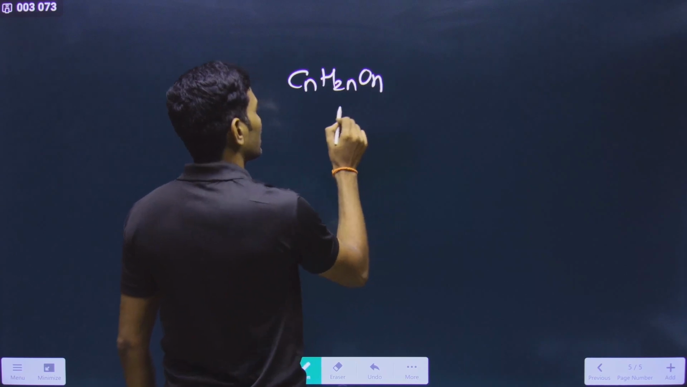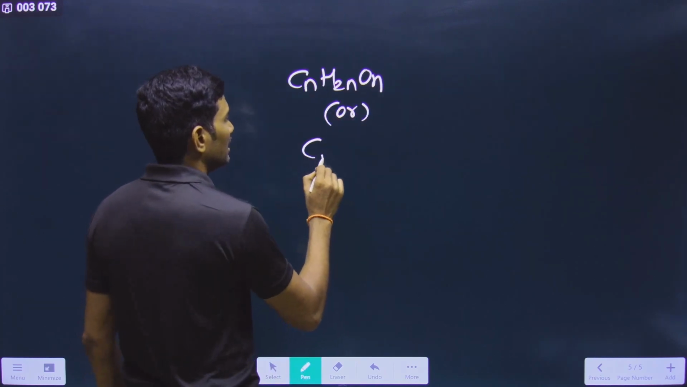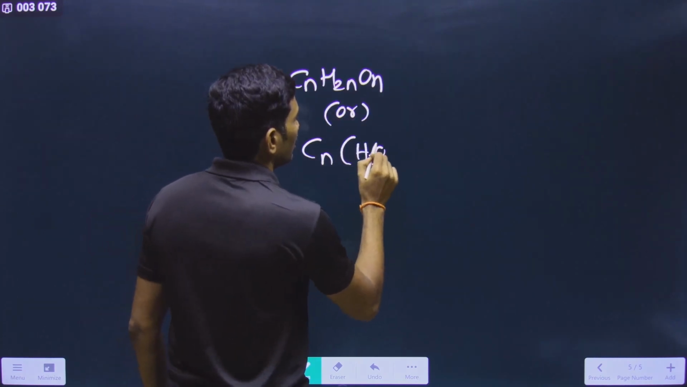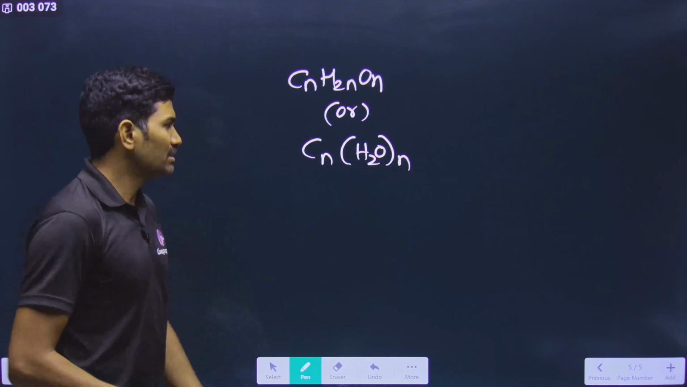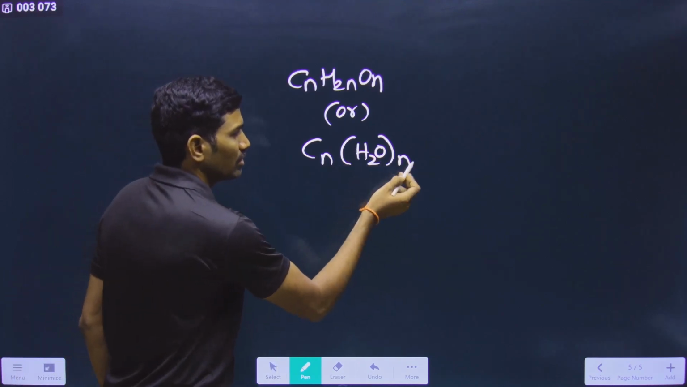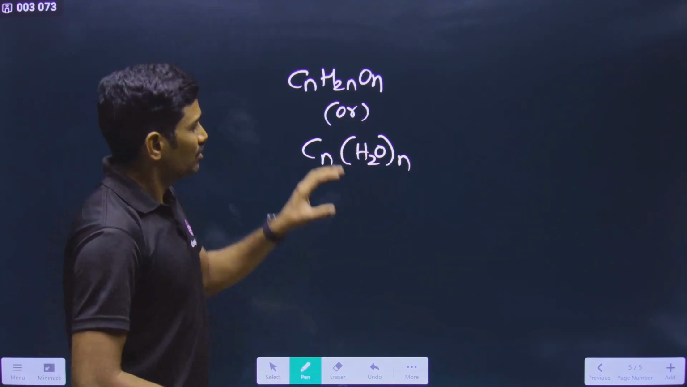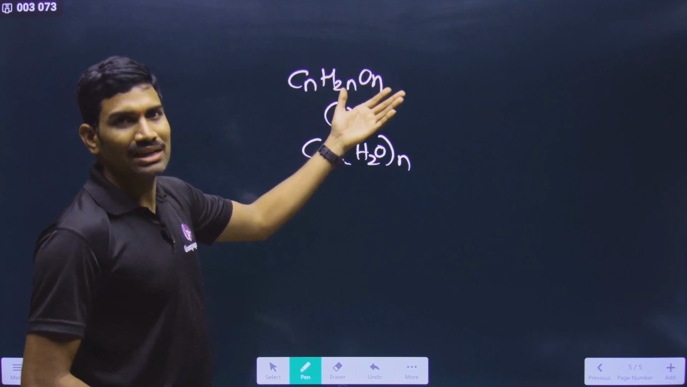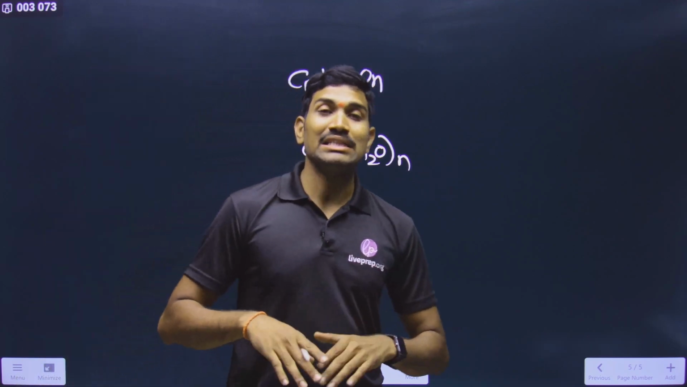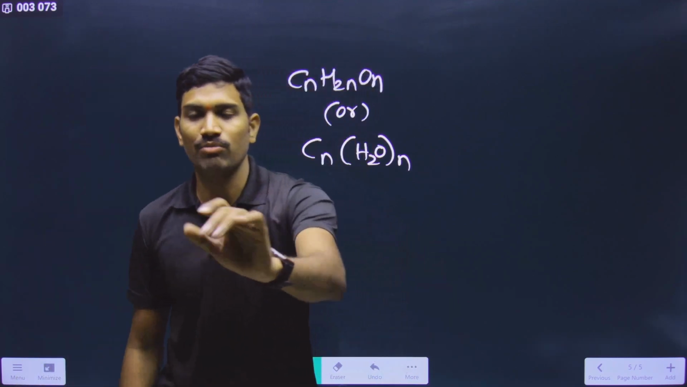CnH2nOn, right? You can write it like this, or you can write CnH2nOn. Both of them are the same. Ultimately you will get the same thing. So you can write it like this or like this. But please remember, the majority of the monosaccharides follow this. Up to that it is okay.